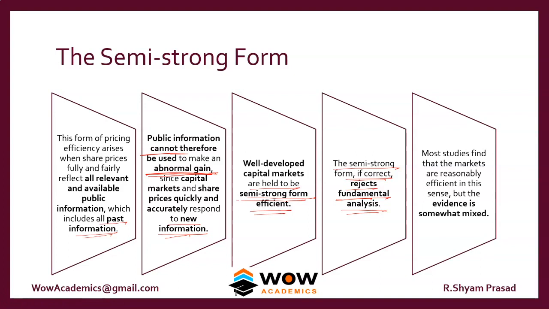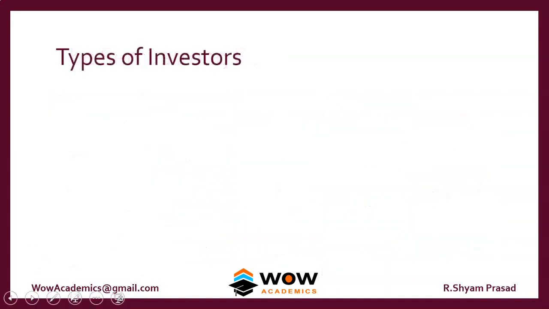Most studies find that markets are reasonably efficient. In some countries, semi-strong form seems to be correct, and in some countries, semi-strong form does not work. So that is about the information here. So types of investors we look at, why we won't be able to make money in the stock market as per semi-strong form.